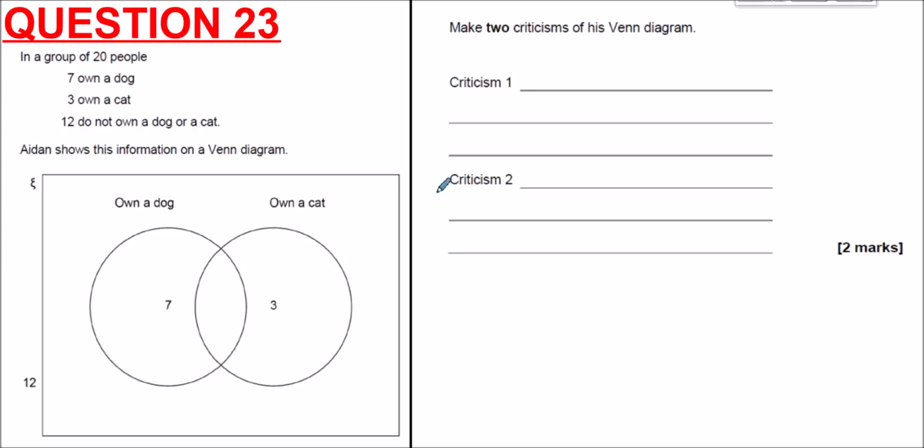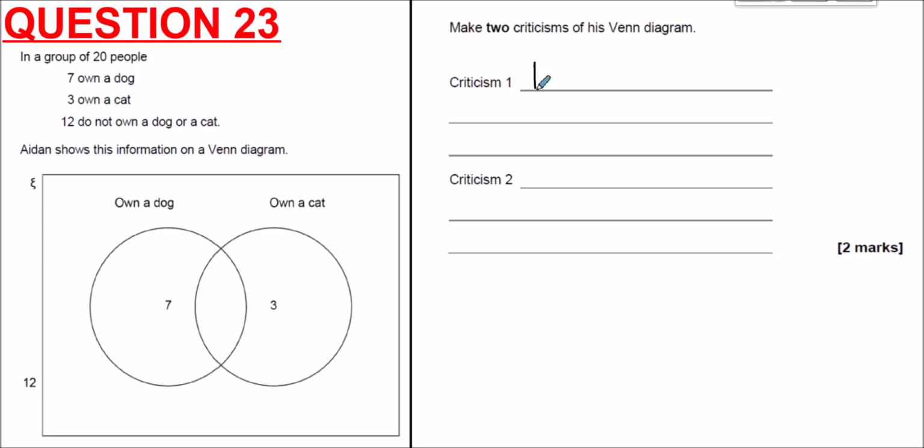Question 23, we've got a Venn diagram which has been done wrong. So in a group of 20 people, we're told that 7 own a dog, 3 own a cat, and 12 do not own a dog or a cat. So he's shown this information, and we need to make 2 criticisms of his Venn diagram. The first one to me, which is most obvious, is that 12 is outside of the diagram. That 12 needs to be inside the rectangle.